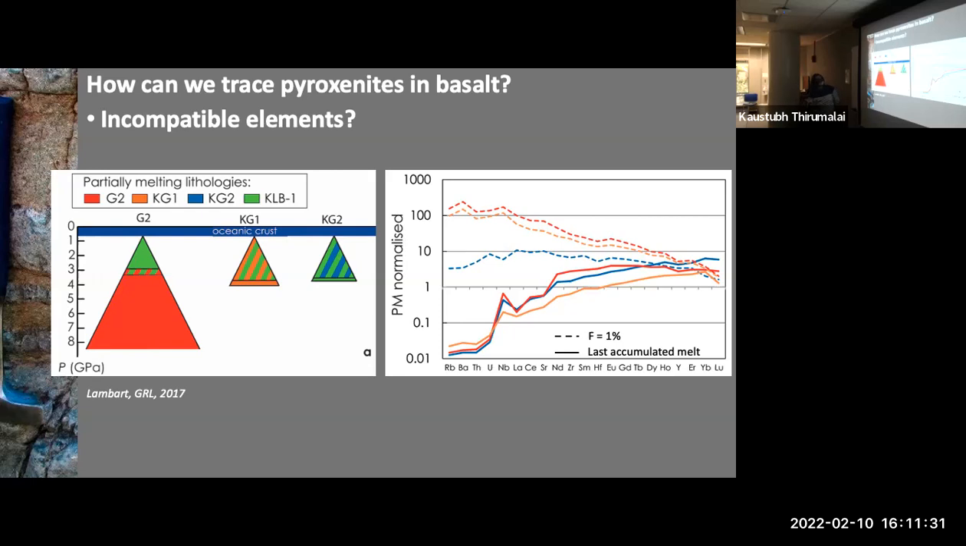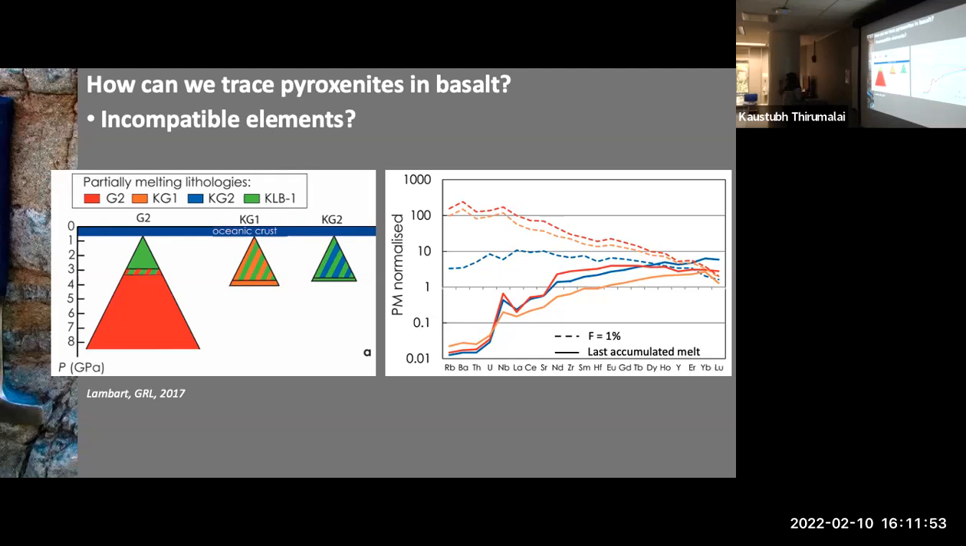So yes, for the ones that start to melt, the third configuration over there is going to produce a melt that is very, very different from the two other configurations, simply because in this configuration, the lithology that melts first is peridotite, while in this configuration, the lithology that melts first is pyroxenite.